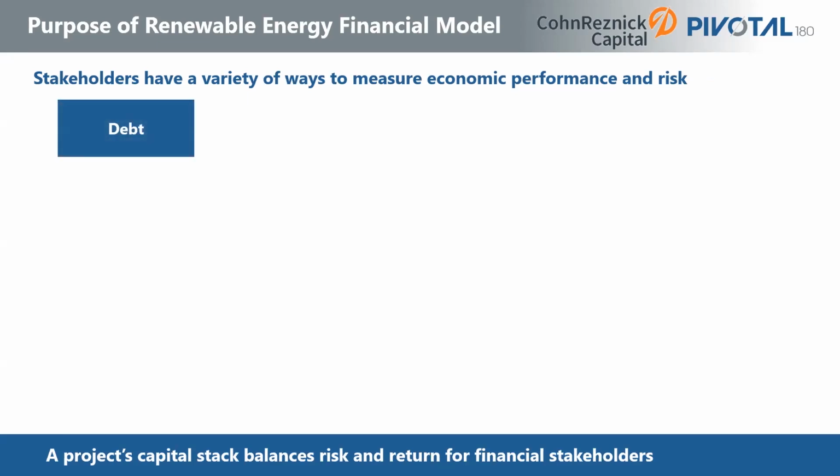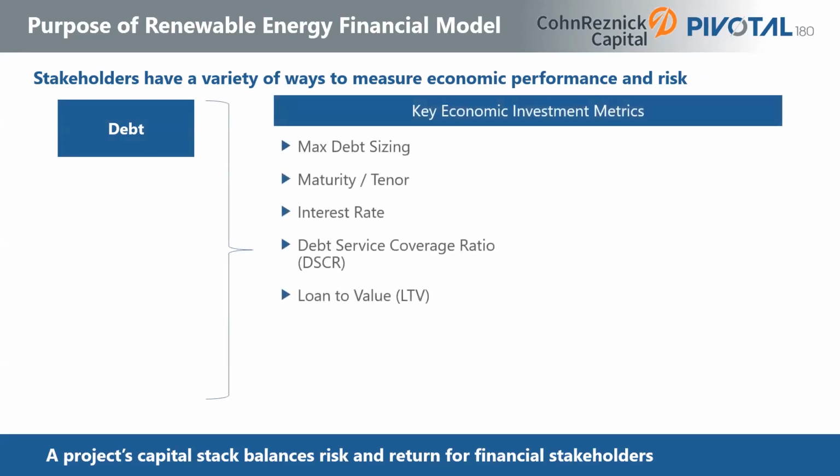Debt is the most senior stakeholder, and they take the first available dollars from a project's cash flow. Debt holders, or lenders, analyze metrics like maximum debt sizing, tenor, interest rate, debt service coverage ratio, and loan to value. Now, there's a twist here that many folks familiar with the industry know, that when tax equity is present in the capital structure, lenders almost always fall behind tax equity in the cash waterfall. This shift in structure is called back leverage. And while the cash priority is shifted to tax equity, the lender's investment metrics and risk analysis remains predominantly consistent with regular debt, or what we sometimes call front leverage.